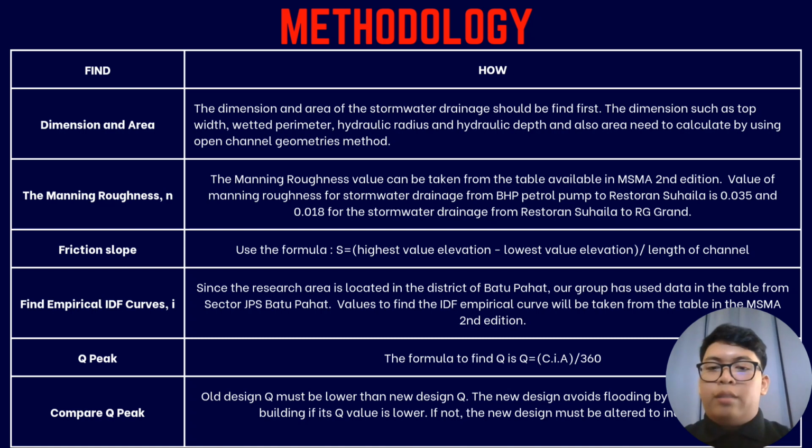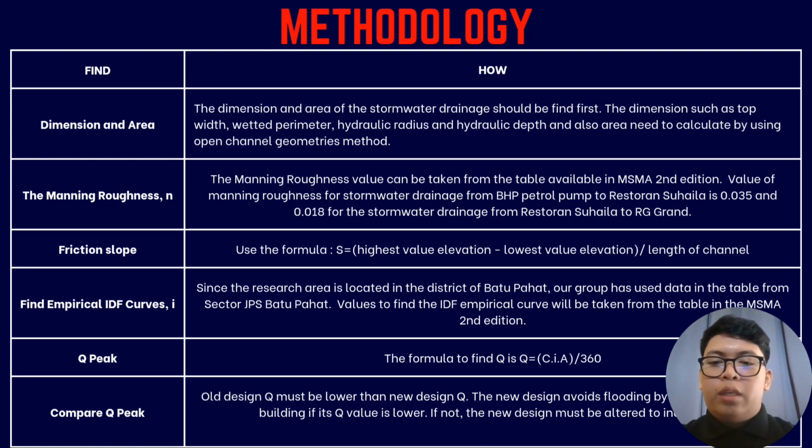Second, the Manning roughness value can be taken from the table available in MASMA second edition. The Manning roughness value for stormwater drainage from BHP Petrol Pump to Restaurant Suhaila is 0.035 because the area is covered by short grass which is below 150 millimeter, and 0.018 for stormwater drainage from Restaurant Suhaila to RG Grand because the stormwater drainage in this area is concrete and rock finish. For the friction slope, we use the formula S equal to highest elevation value minus lowest elevation value per length of channel.